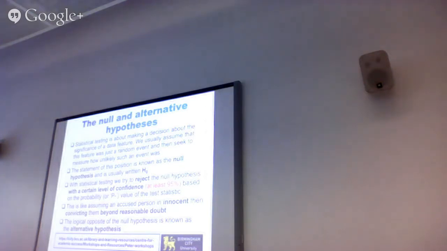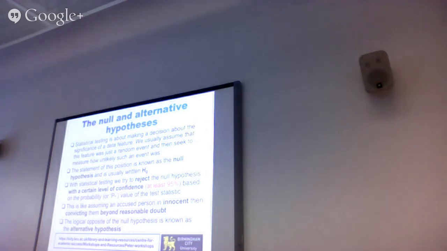So the null and alternative hypothesis, as I've mentioned before, I think the best way of thinking about this is the scenario of a court and the assumption of innocence being the place at which you start. So in nearly all countries in the world, you assume someone is innocent until proved guilty, or not exactly proved, but a judgment is made beyond reasonable doubt.